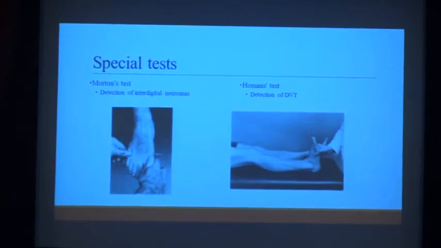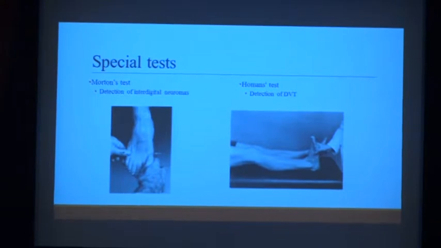Morton's test to detect the interdigital neuromas, the compression test across the metatarsals. Homans' test is for detection of DVT.